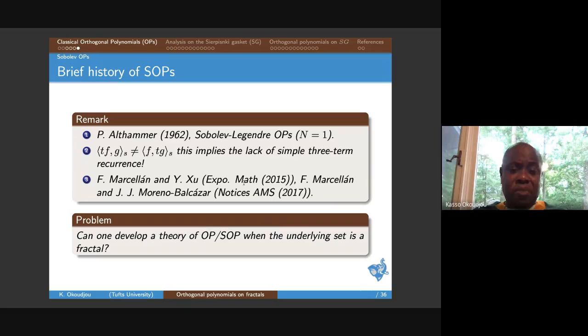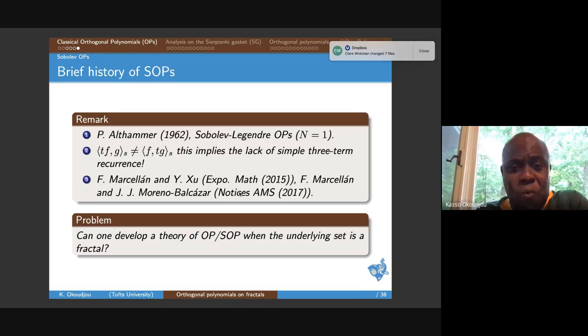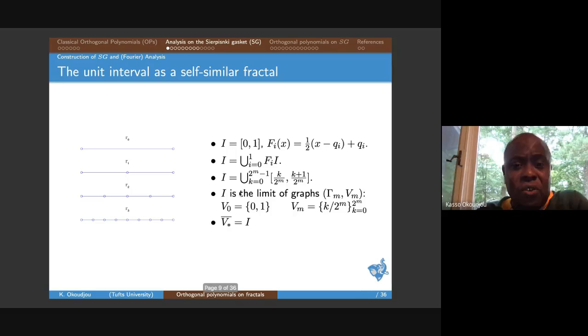I want to define essentially the equivalent of these two classes of orthogonal polynomials on a set where the set is not smooth itself. And the set that I'm going to be looking at is going to be a fractal. And your first question for me will probably be, what's a fractal? And the best answer that I know for this question is that I know one when I see one. So I don't think there is a universal definition of fractal. One thing that I do see is that most fractals have in common that they are self-similar sets. So I'm going to convince you that the unit interval is also a fractal, even though we never think about it in that case.